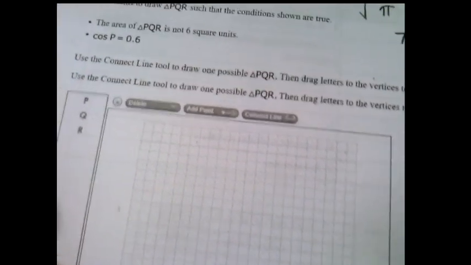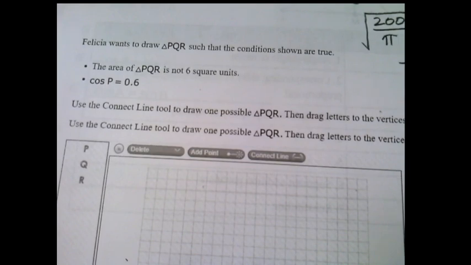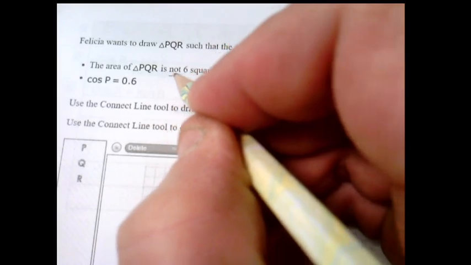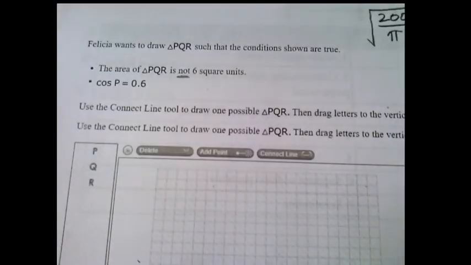All right, now, in looking at the next one, Desmos cheat code on the test, that's right. Taking a look at this next one, it says this. Felicia wants to draw a triangle, of course she does, PQR such that the conditions are shown to be true. The area of triangle PQR is not, now make sure you highlight that because it's not 6 square units.